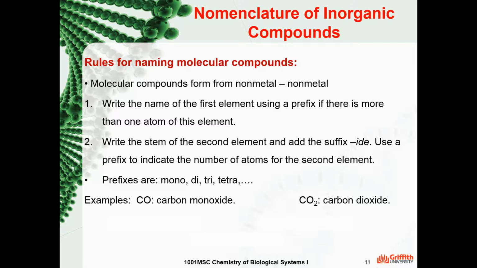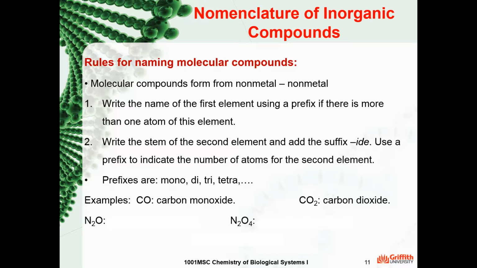Take the compound CO. The first element is carbon, and there is only one atom, so we don't need to use the prefix. The second element is oxygen, so first we need to change the name to oxide. Second, we need to use the prefix to indicate how many atoms of oxygen are present. As we have one oxygen, then the compound can be named as carbon monoxide.